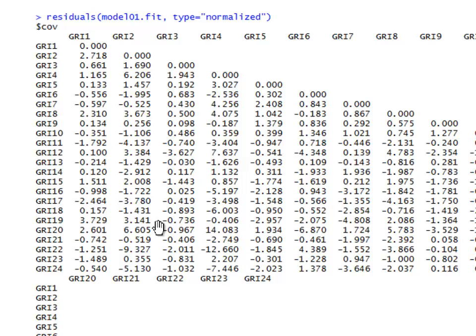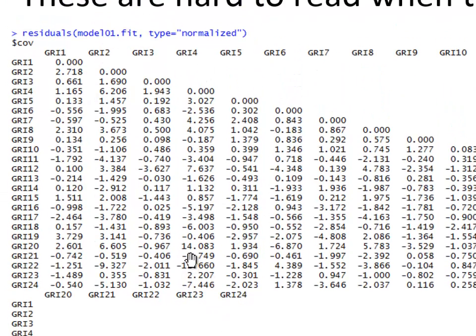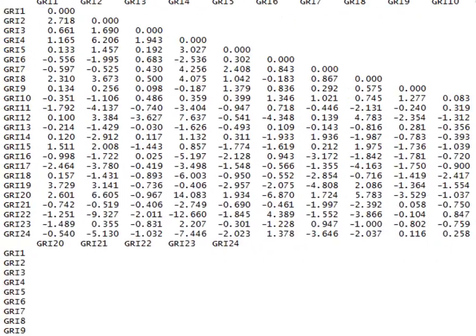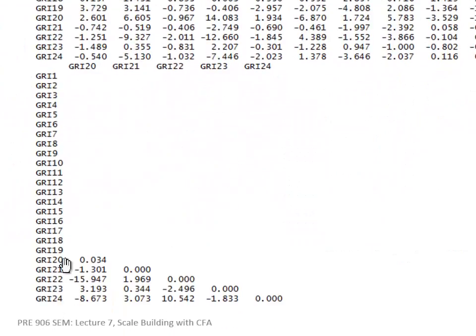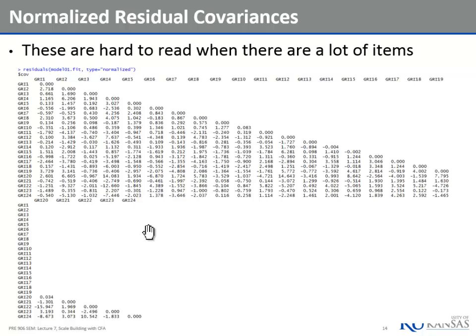Here, take a look at some of the bigger values here. Look at this, GRI 20 with GRI 4. There's a 14. We're way off on that one. GRI 12 with GRI 20. Way off on that one. Right. GRI 20 and 22. Way off on that one. Some of these you're actually going to have a real good reason for in just a bit.